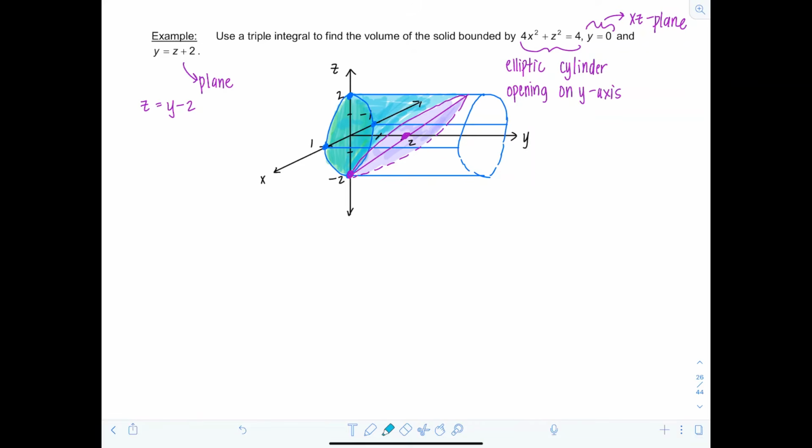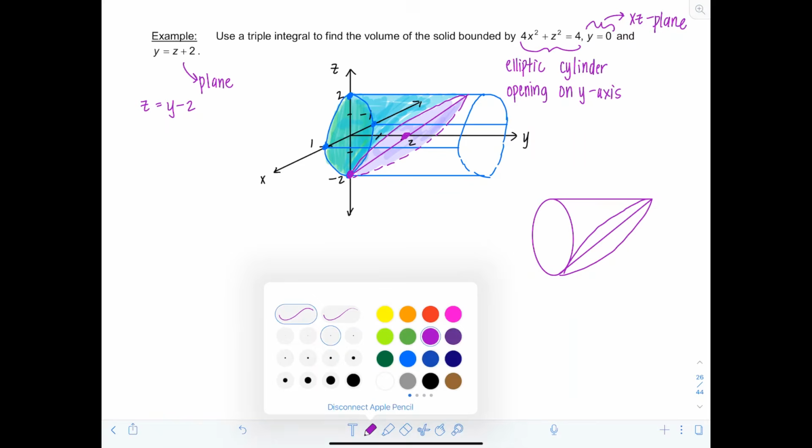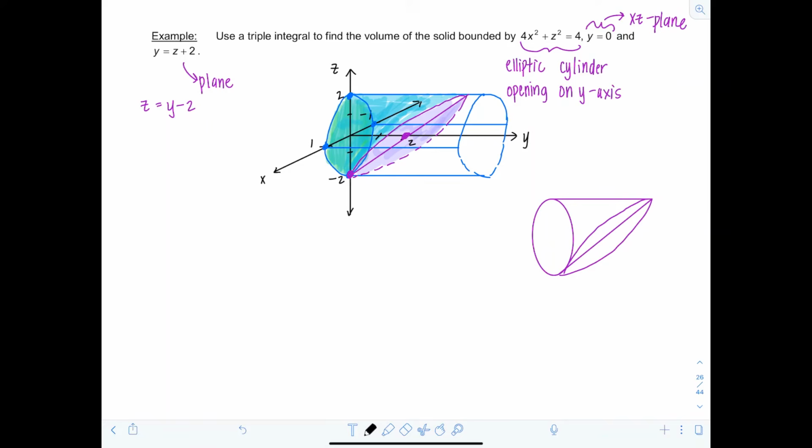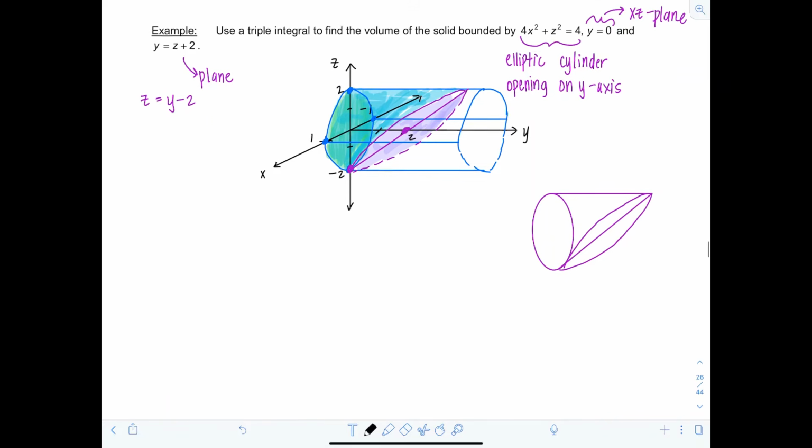All right. Good. If you want, you can always draw out what's going on separately. So this is in the xz plane, that ellipse. And then you have that top portion of the elliptic cylinder, and then it's getting cut by the other plane. So it makes this kind of face when it cuts it. Okay. All right, so let's draw the base region, which is in the xz plane.